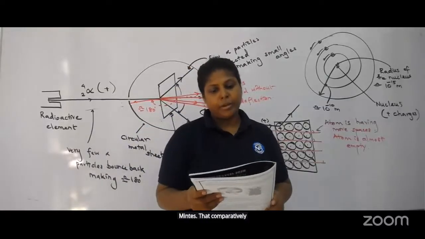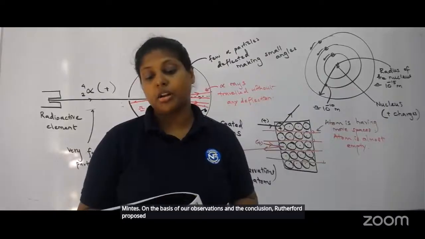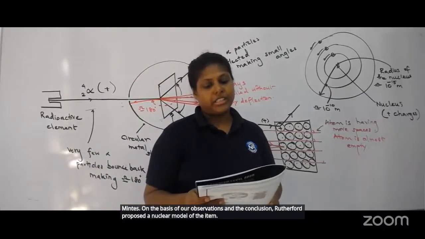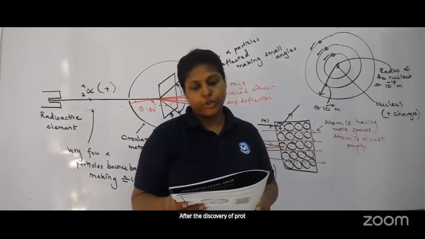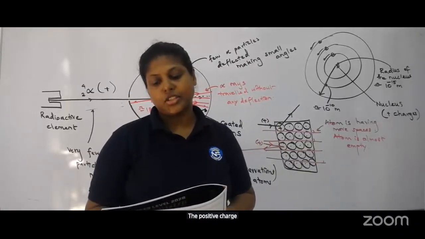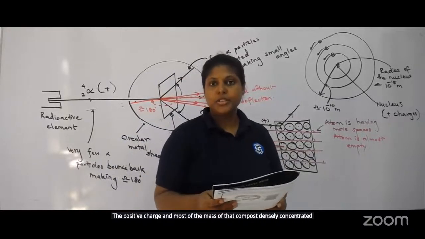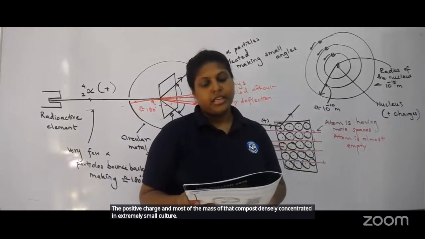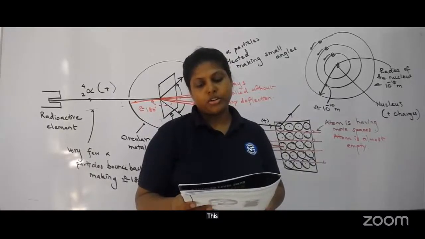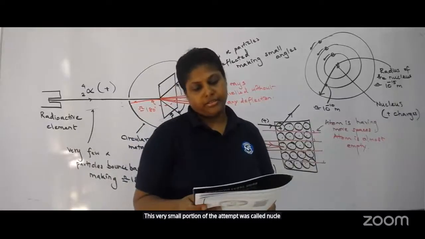On the basis of above observations and the conclusion, Rutherford proposed the nuclear model of the atom. After the discovery of protons, according to this model, the positive charge and most of the mass of the atom was densely concentrated in an extremely small region. This very small portion of the atom was called the nucleus by Rutherford.